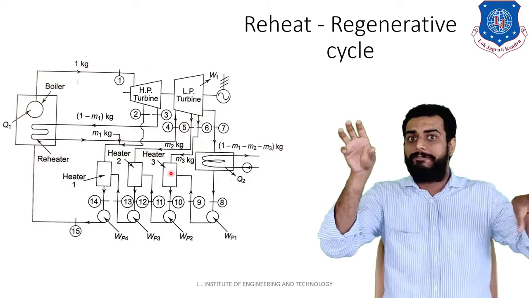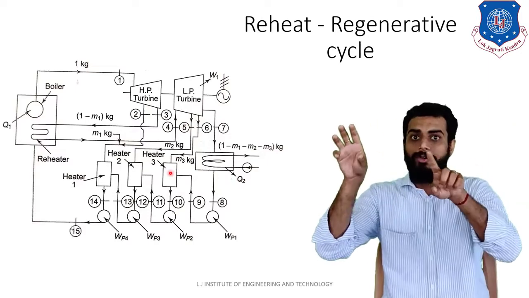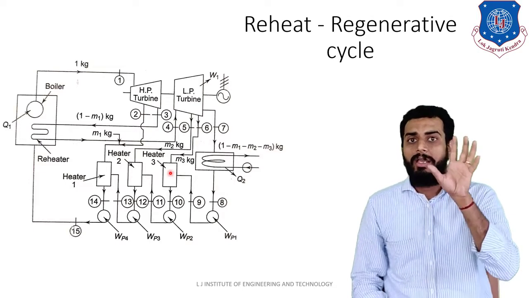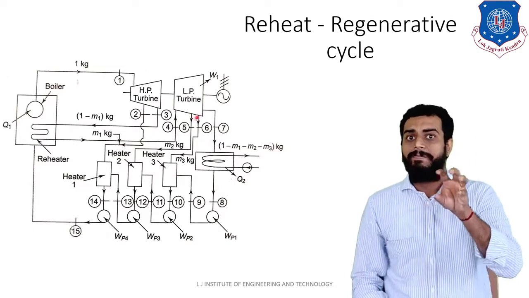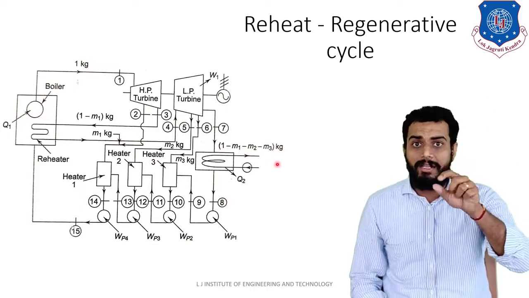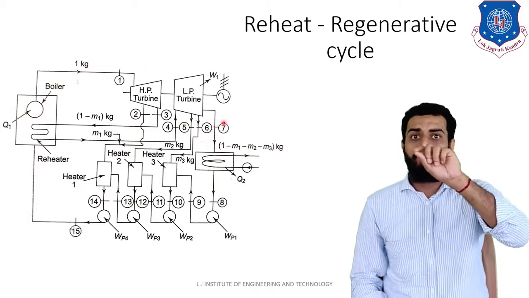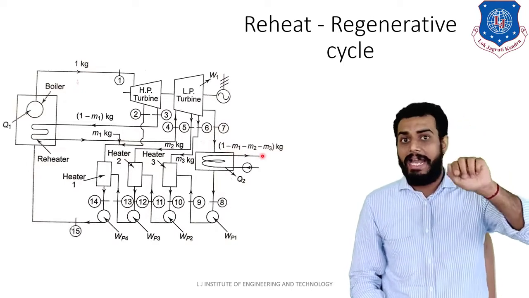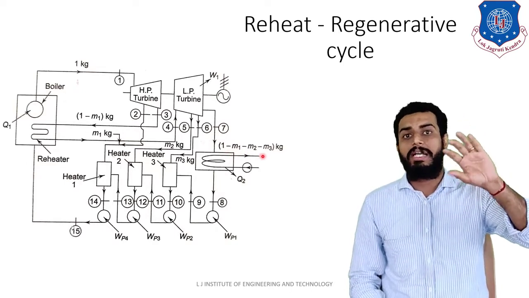So now what are you left with? 1 minus m1 minus m2 minus m3 kg. That much will be the resultant steam at the outlet of the turbine at point number 7. Point number 7 is the outlet of the low pressure turbine, and that will be supplied to the condenser.